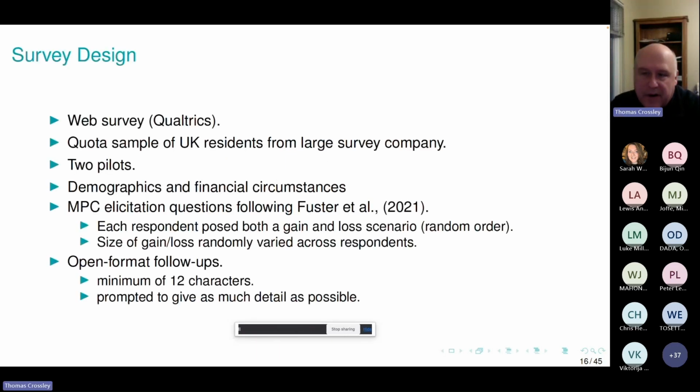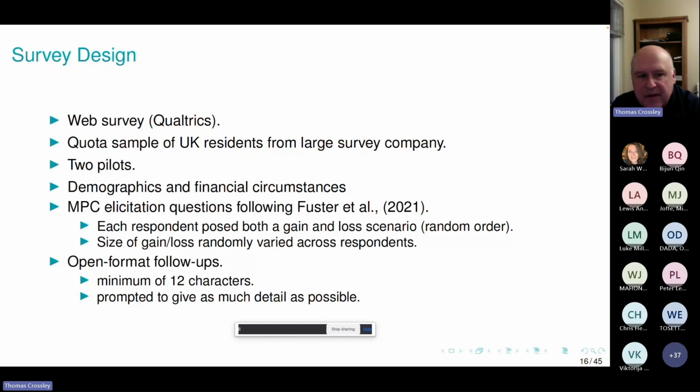Okay, so let me say a little bit more about the data. This is an experimental project, and we used a quota sample of UK residents from a large survey company and conducted a web survey using Qualtrics. This is not a probability sample in the way that, for example, PSID or Understanding Society is, but for our purposes, just exploring how well these questions work, we think it was entirely suitable and allowed us to get into the field quickly. We conducted 2 small pilots to work on our question design before fielding the main survey.